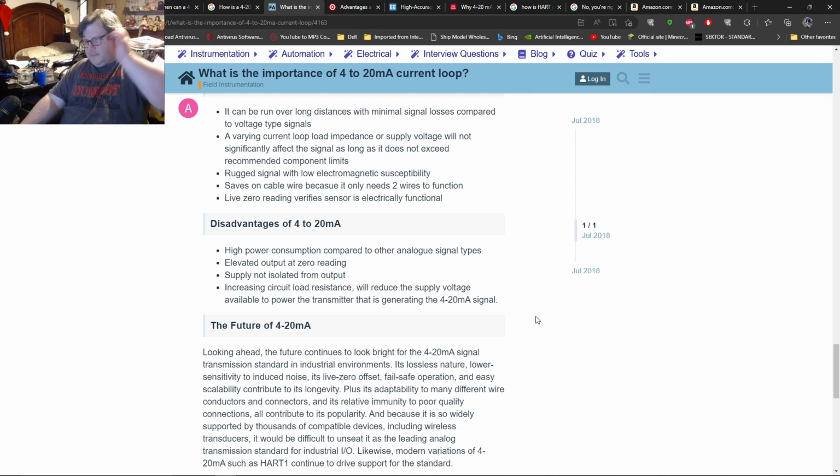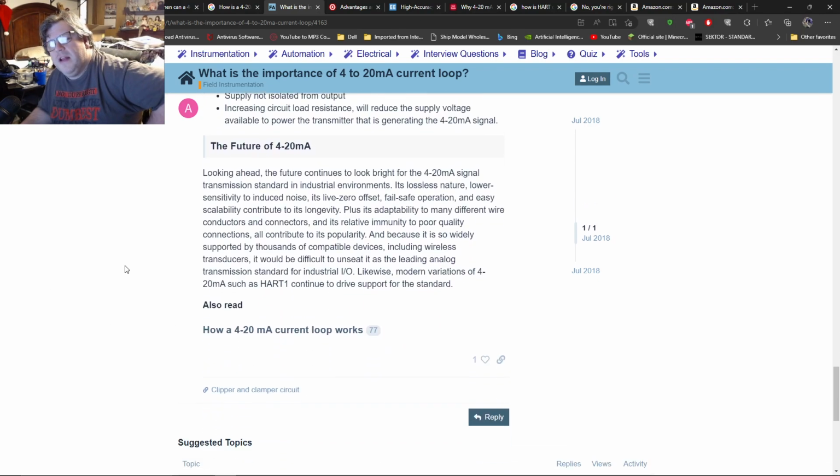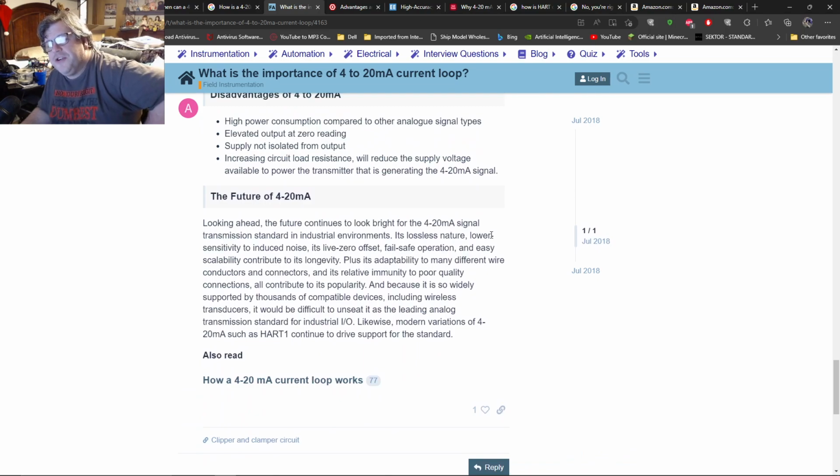All right. The future of 4 to 20 milliamps. Looking ahead, the future continues to look bright for the 4 to 20 milliamp signal transmission standard in industrial environments. Its lossless nature, lower sensitivity to induced noise, its live zero offset, fail-safe operation, and easy scalability contribute to its longevity. Plus, its adaptability to many different wire conductors and connectors, and its relative immunity to poor quality connections, all contribute to its popularity.